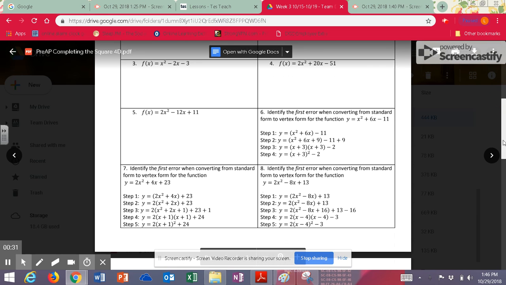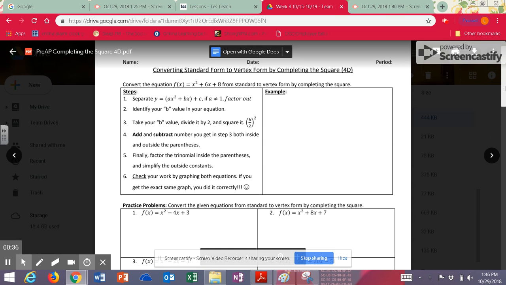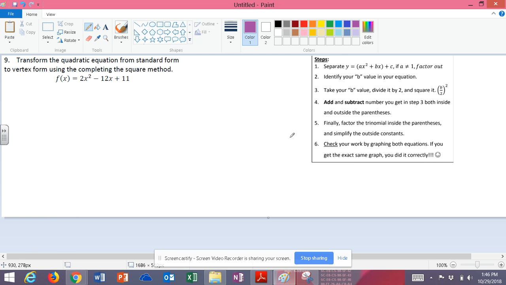We did these review questions on the back, and on the front was a mini lesson over converting from standard form to vertex form. So I'm going to reference those notes, and I've got the steps over here while completing number 9. The directions say to transform the quadratic equation from standard form to vertex form, specifically using the completing the square method. There are lots of different ways you can do this. You can definitely graph it and go from there, but using the completing the square method requires a different skill set.